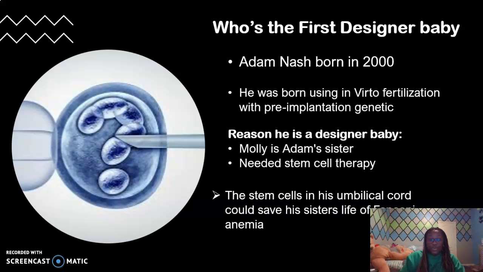She had Fanconi anemia. Fanconi anemia can affect things like organ defects and can cause higher risk of certain cancers. So she needed things from his body, and Nash was tested multiple times for Fanconi anemia. Fanconi anemia is actually a recessive trait in the parents, and she happened to have it. So the stem cells in his umbilical cord could save his sister's life from Fanconi anemia.